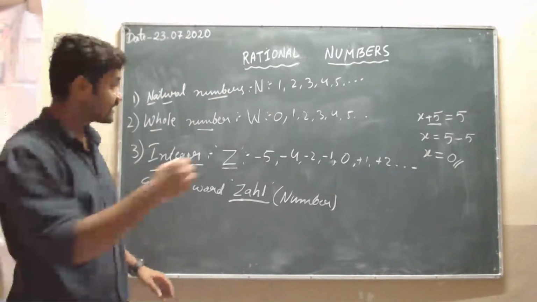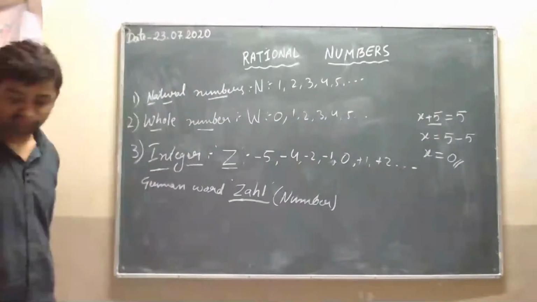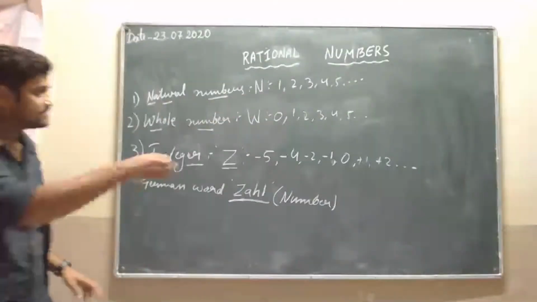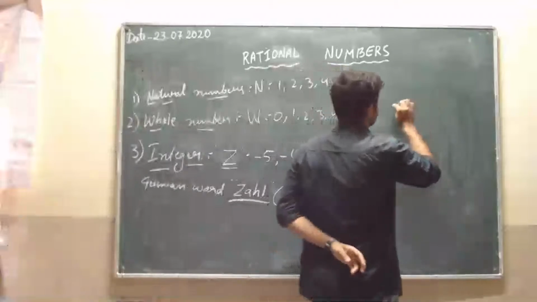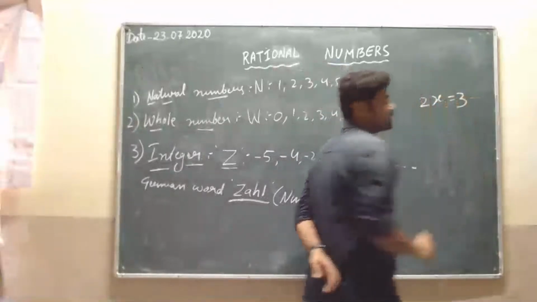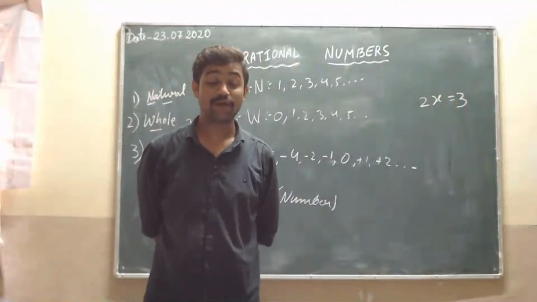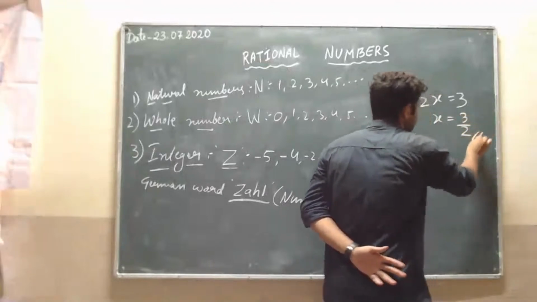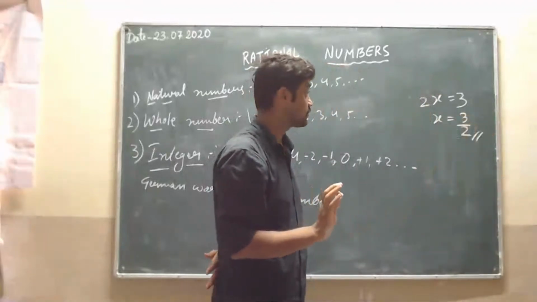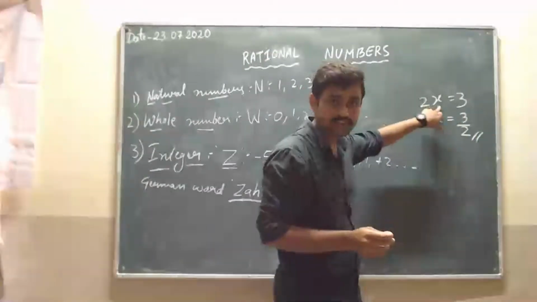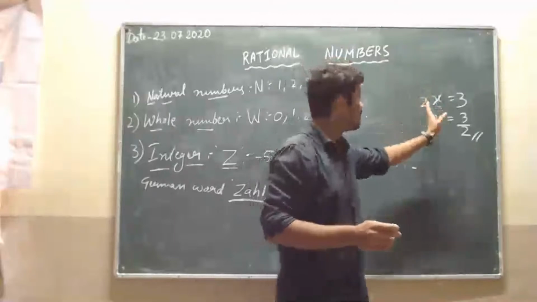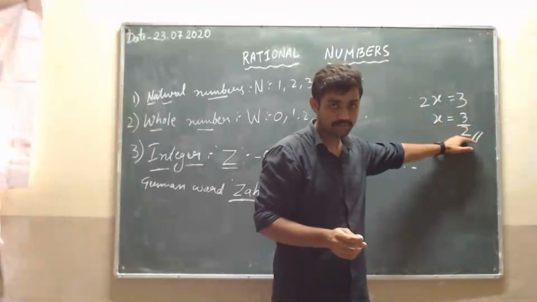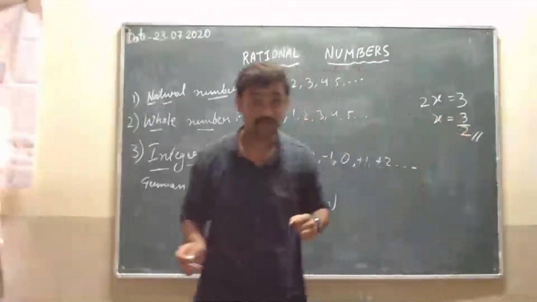Then again, one example I will give you. 2x is equal to 3. Then what is the value of x here? x is equal to 3 by 2. Why? Here 2 is a multiple of x. When it changes its side, it will become a division. Okay, that's why the x value is 3 by 2.